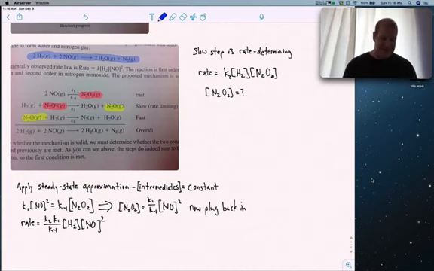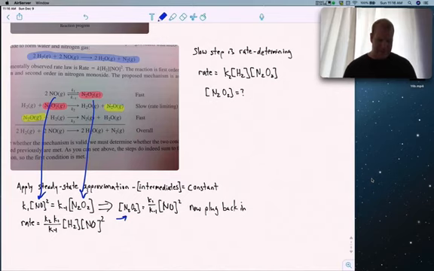So if this concentration of N2O2 is constant, that means that the forward and reverse reactions have to be the same. So this here is the forward reaction, this here is the reverse reaction, and then we solve for the concentration of N2O2.